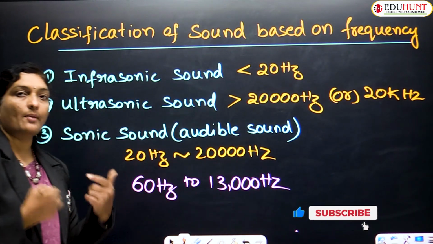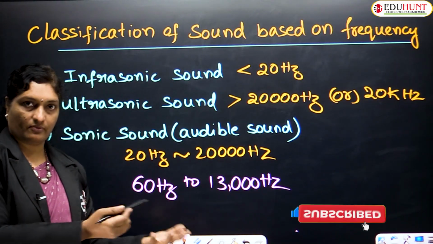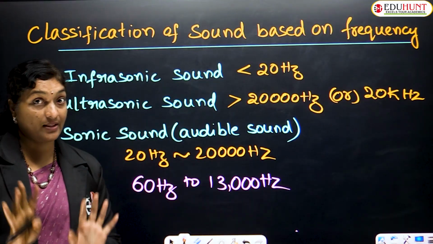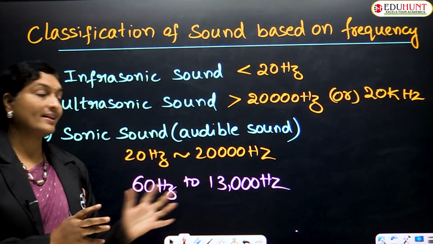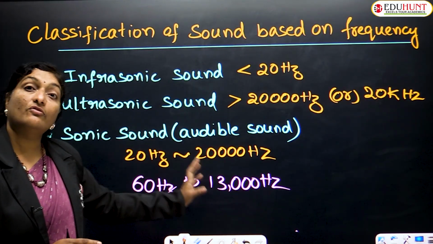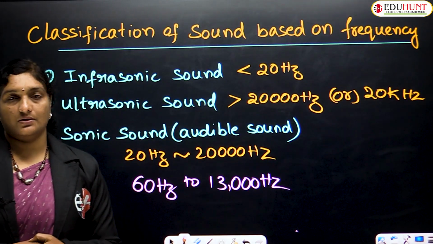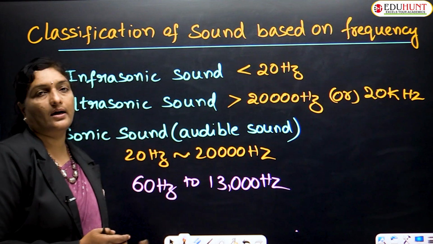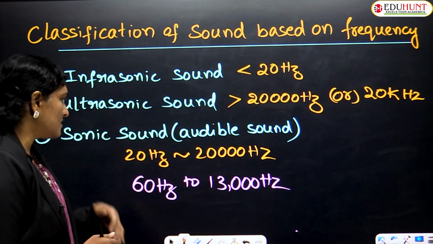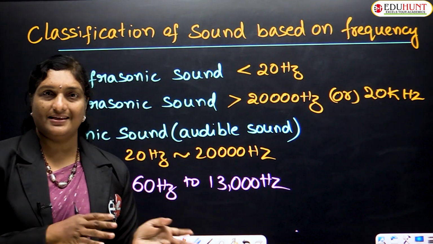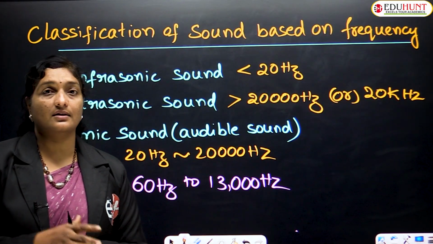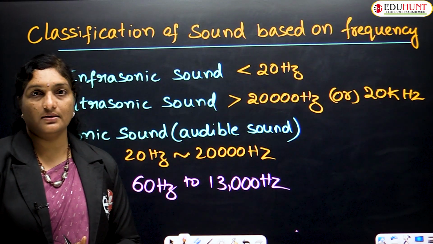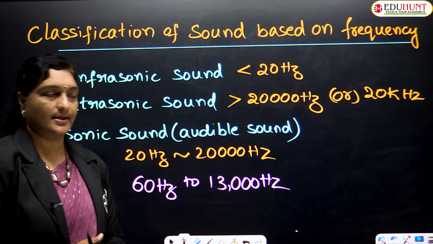So generally we communicate with our fellow friends in the range of 60 Hz to 13,000 Hz. But even so, we are able to detect sound within the range of 20 Hz to 20,000 Hz. Got it? Apart from that, even musical notes come under this 20 Hz to 20,000 Hz. But small children, below 5 years of age, can even detect sound above 20,000 Hz, up to 23,000 Hz.